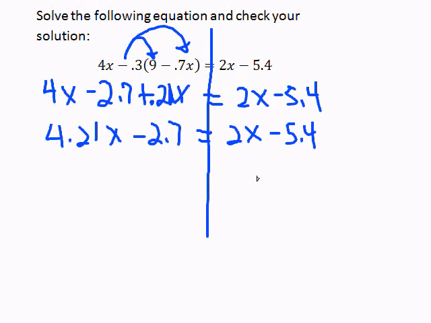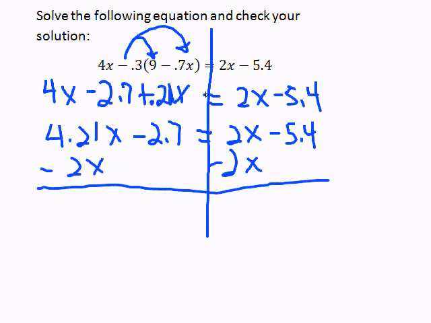So what we need to do now is make sure we have all of our x's on one side of the equation. We notice we have a 4.21x on the left-hand side and a 2x on the right-hand side. So I need to get rid of one of those x's. I'm going to choose the smaller one usually, so I'm going to choose the 2x. To get rid of the 2x, I'm going to subtract 2x from both sides.